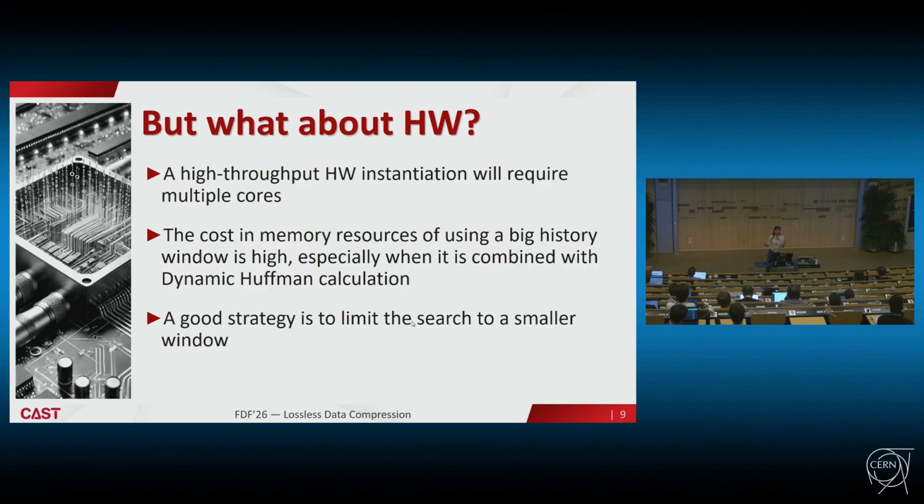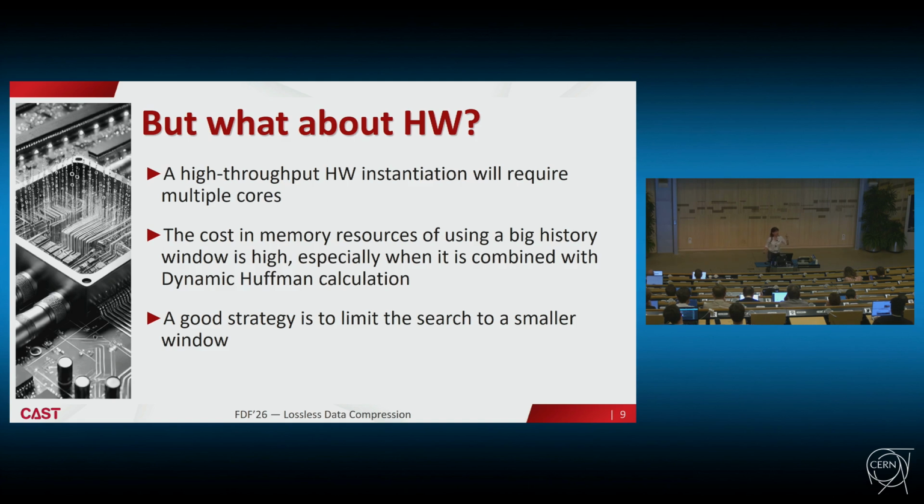So what happens when we take into account that we want to implement this on hardware? And we want to have high throughput implementations. So this means that we have to implement multiple parallel processing cores. The cost becomes higher with resources. And especially on FPGAs, as I said before, your resources are limited, so it is also important to take into account that you also have limited memory resources, BRAMs and URAMs.